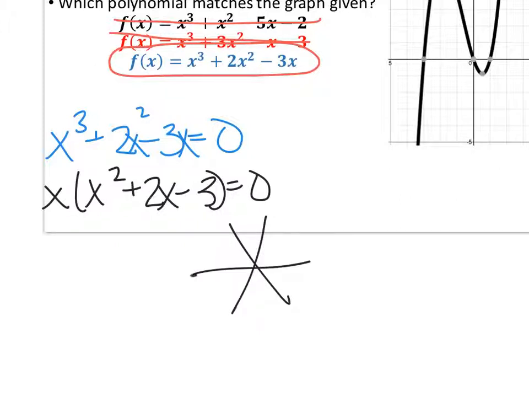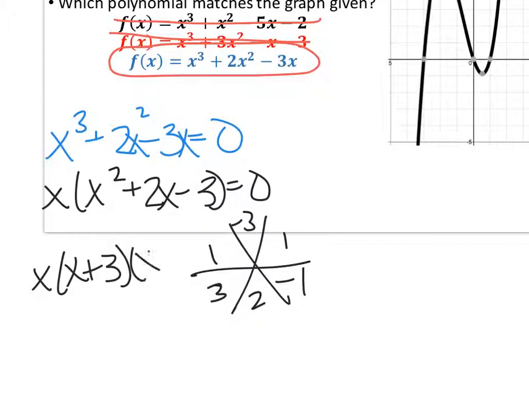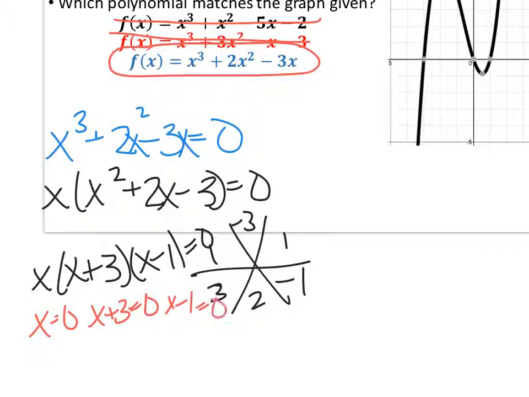So I need to find two numbers that will multiply to -3 but add to +2. My two numbers are going to be 3 and -1. So I have x plus 3, and x minus 1. So that leaves me with x equals 0, x plus 3 equals 0, and x minus 1 equals 0, which means my answers are x equals 0, x equals -3, and x equals 1, which does match the x-intercepts on my graph. So that is what you'll be doing next class.